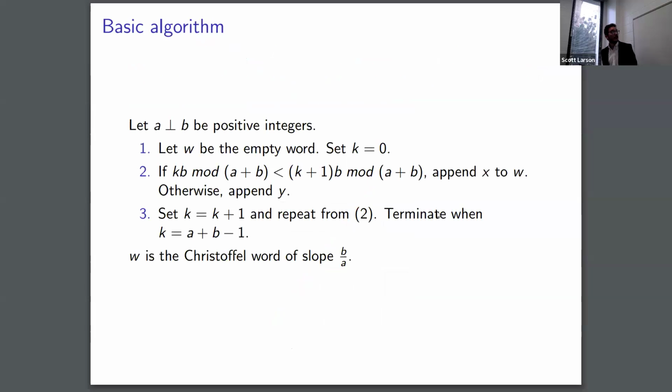So here's our first algorithm. We call it the basic algorithm. You start with an empty word, and then you check the label at that point on the Christoffel path. If the label is greater than 1, you append a Y. If it's less than 1, you append an X. And you just repeat until K equals A plus B minus 1, which is the number of steps you will have on the path.